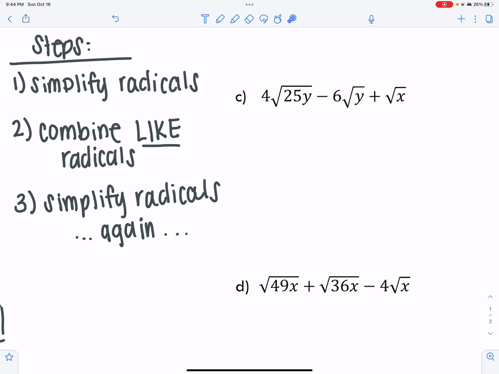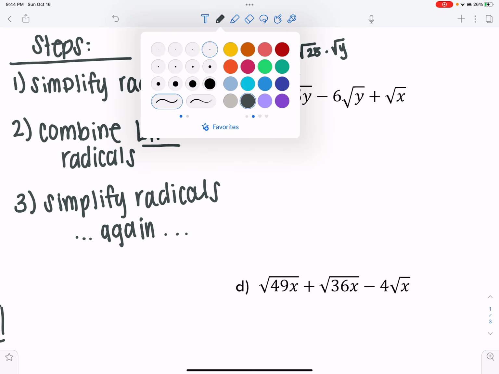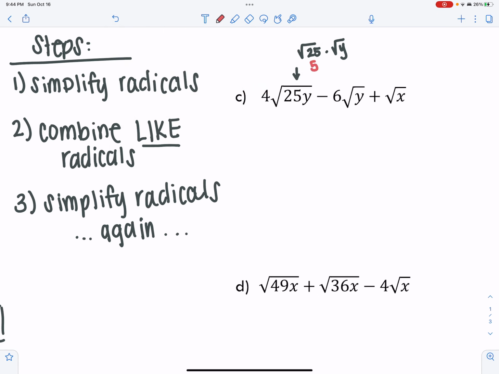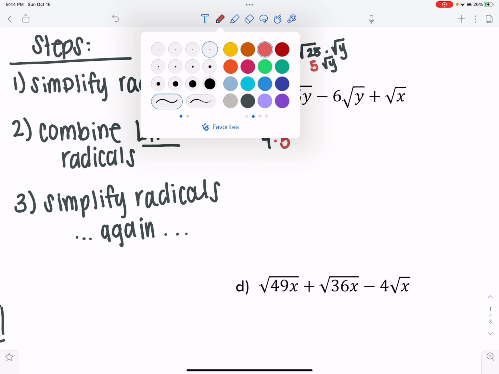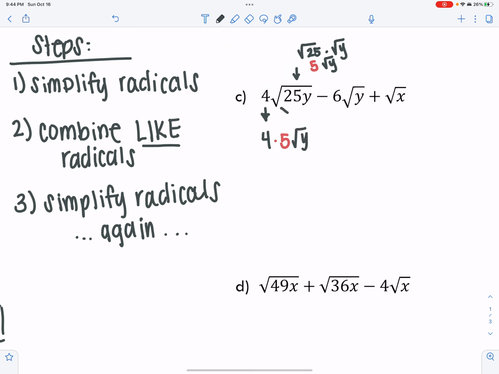This is going to be your first clue that I'm probably going to have to do some simplifying first. And so when I look at this radical, I can use that property that says the square root of 25y is the same thing as the square root of 25 and the square root of y. And then the square root of 25 is going to be 5. And then that square root y is just going to fall down. And so I've got the 4, and then from the simplified radical times 5 square root y. And that is that part. Now everything else is going to fall down because they don't simplify.